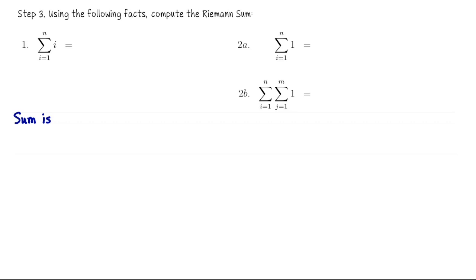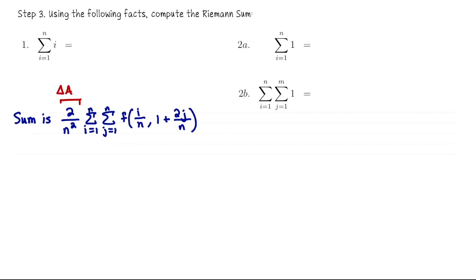So our sum is first delta x, delta y out in front of the double sum because we use these evenly sized subrectangles. So that was 2 over n squared times the double sum i equals 1 through n, j equals 1 through n, of f of xi star yj star, which we just identified as f of i over n, 1 plus 2j over n. So again, that term out front is delta A, and then what we're adding up is actually just the heights.